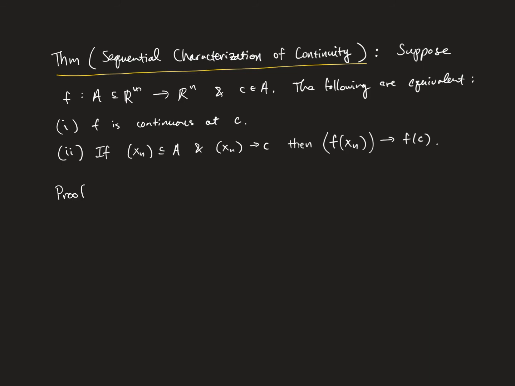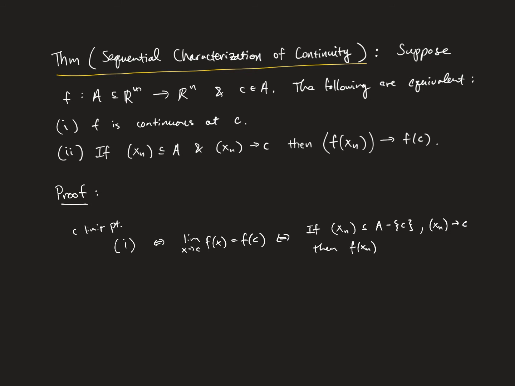So let's just look at the proof of this. So the basic idea of the proof is going to be to use the fact that if C is a limit point, then continuity, that's equivalent to saying that the limit as x approaches C of f of x equals f of C. And last time we saw that that's equivalent to the statement that if you have a sequence xn in A, but where the sequence never uses the value C. So if you have a sequence converging to C but never equal to C, then f of xn, the sequence, approaches the limit, right? So it approaches f of C.